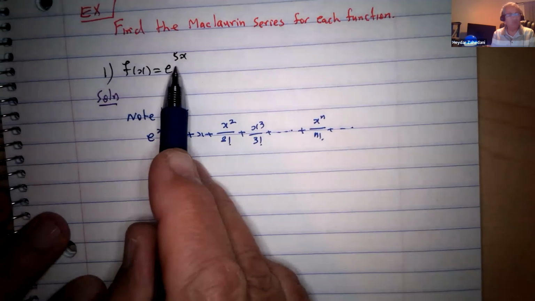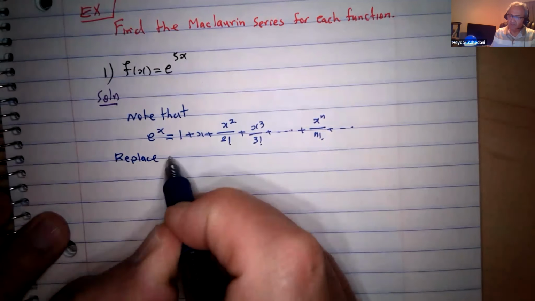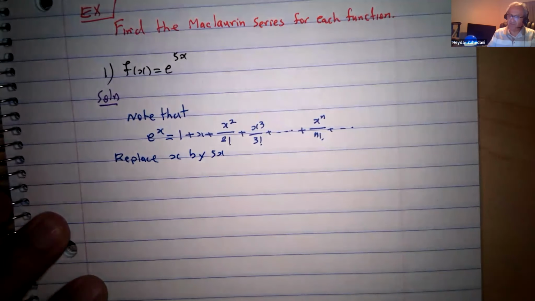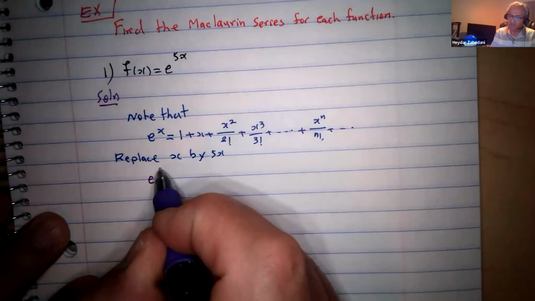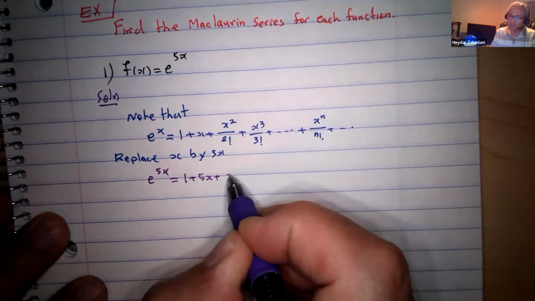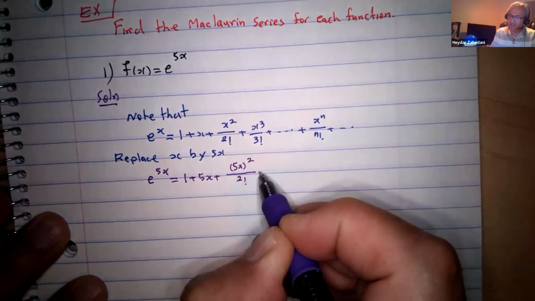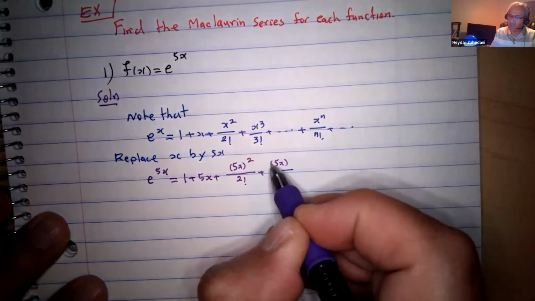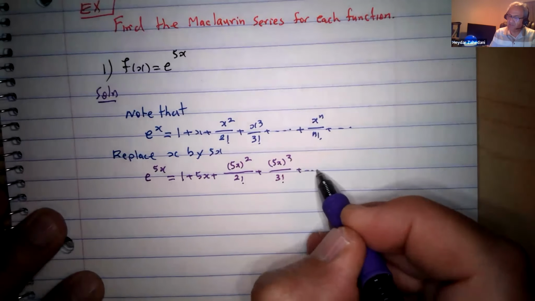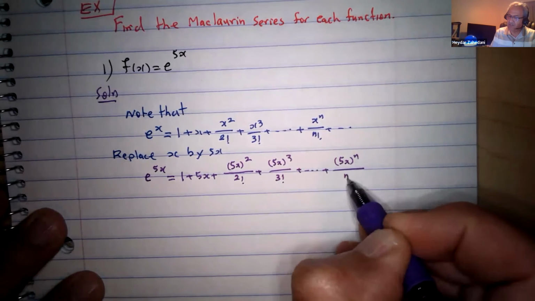So what do you want? You want e to the 5x. So replace x by 5x. If you replace it, what's going to be the result? e to the 5x is equal to 1 plus 5x plus (5x) squared over 2 factorial plus (5x) to the third over 3 factorial. Okay, and the general term is going to be (5x) to the n over n factorial.